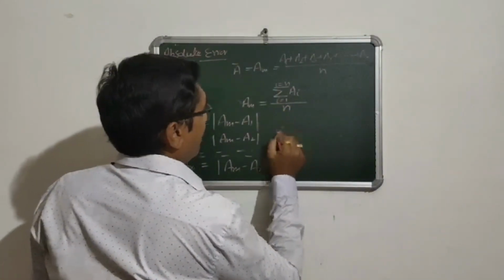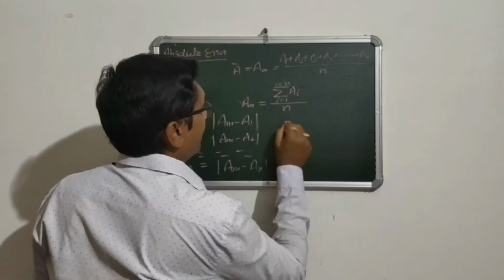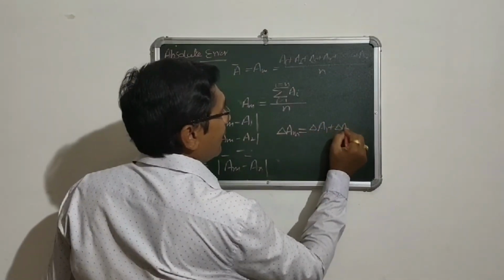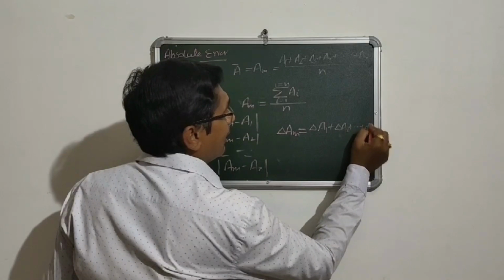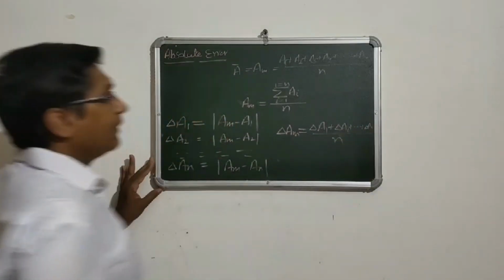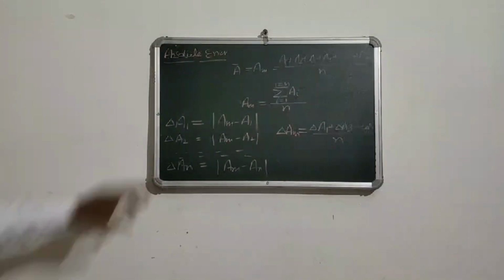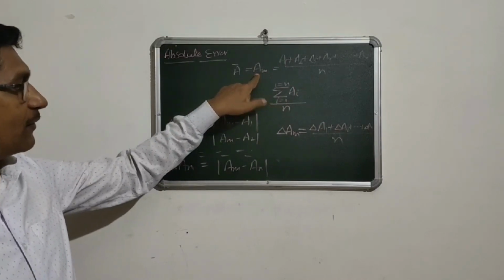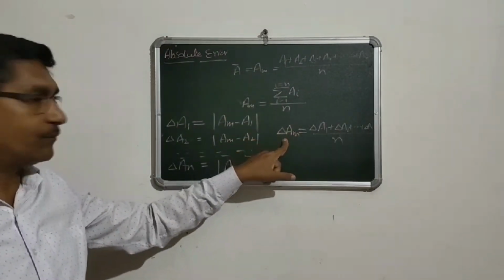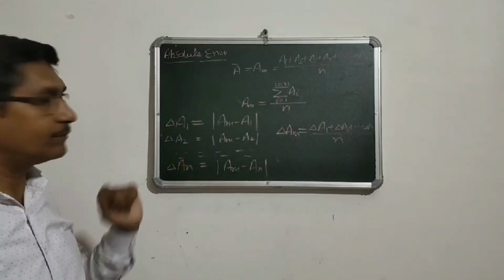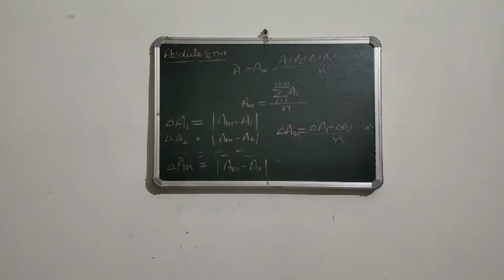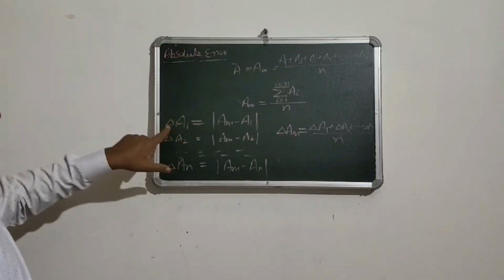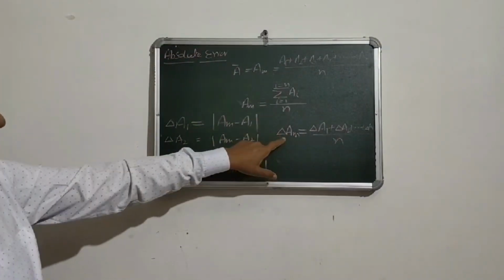Now we can find the absolute mean error, which is equal to delta A1 plus delta A2 up to delta An upon n. This is the absolute mean error. This is the mean value of the different observations, and this is the absolute mean error. The absolute error can be found by this formula. This is absolute error. This is absolute mean error.